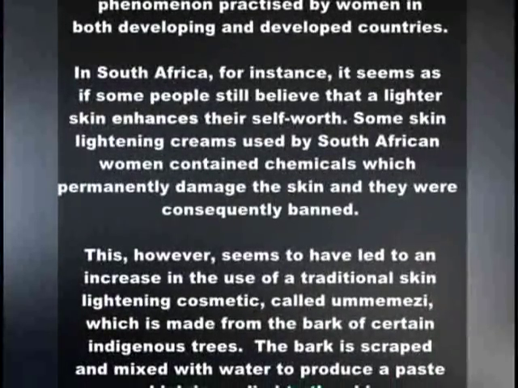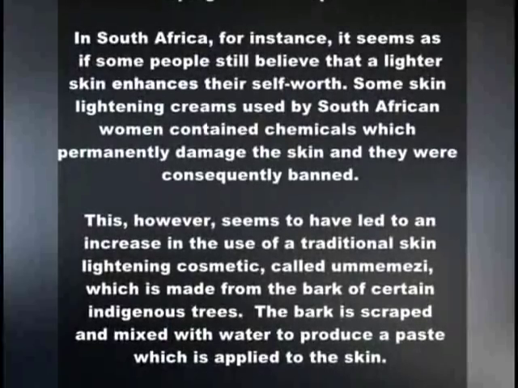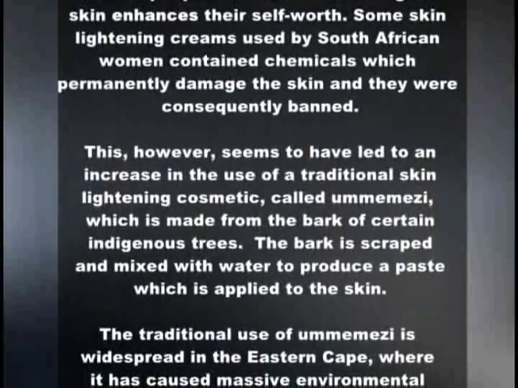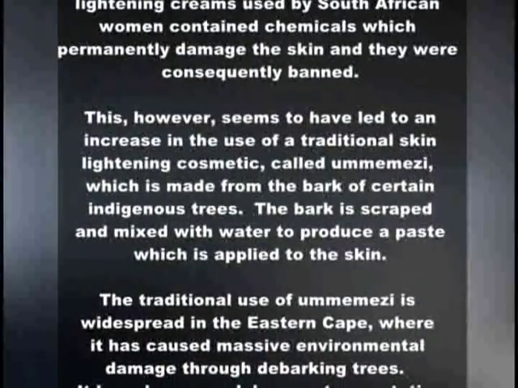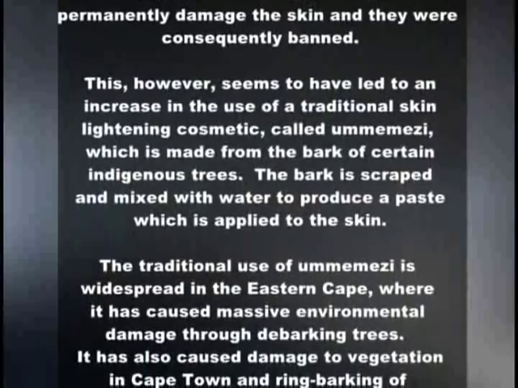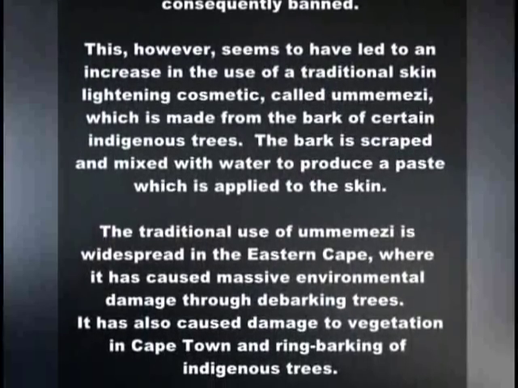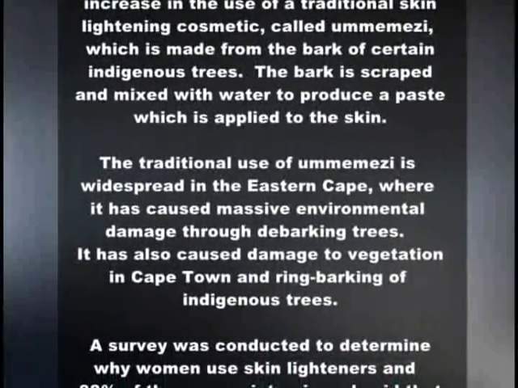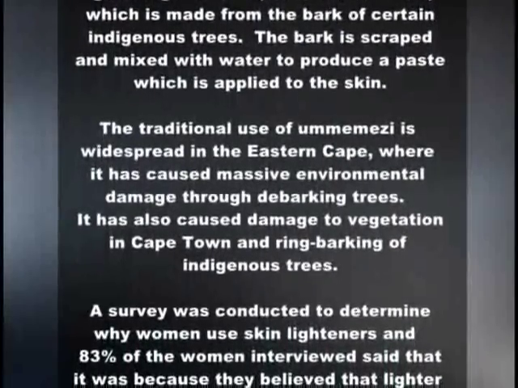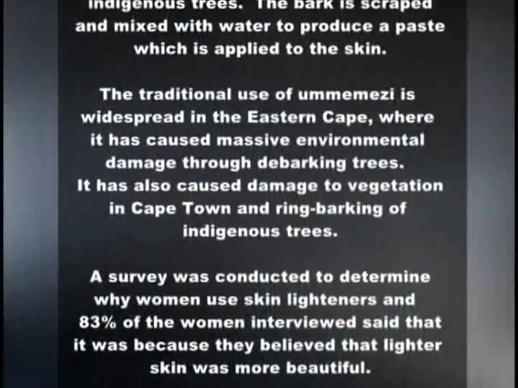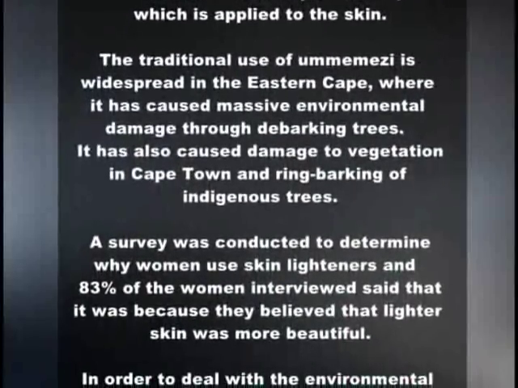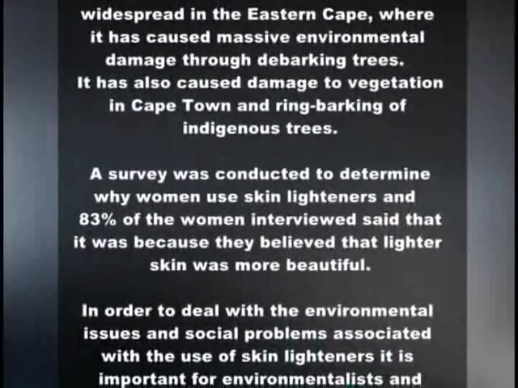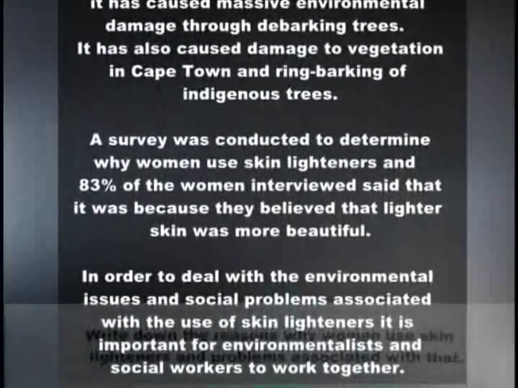This, however, seems to have led to an increase in the use of a traditional skin lightening cosmetic called umemezi, which is made from the bark of certain indigenous trees. The bark is scraped and mixed with water to produce a paste which is applied to the skin. The traditional use of umemezi is widespread in the Eastern Cape, where it has caused massive environmental damage through debarking trees. It has also caused damage to vegetation in Cape Town and ringbarking of indigenous trees.